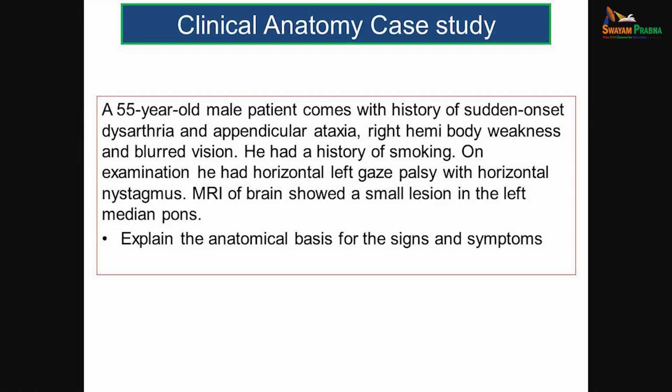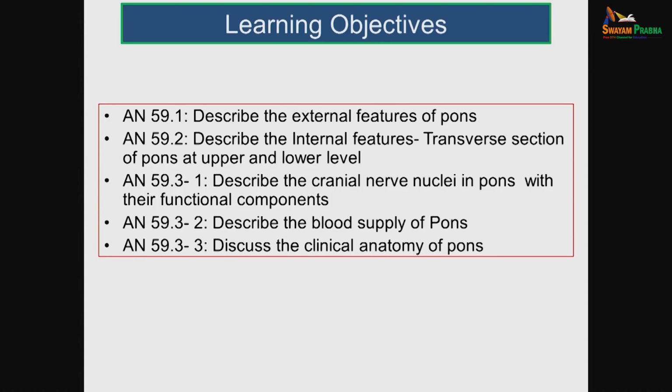After this session, let us see what is the anatomical basis for these signs and symptoms. Why studying pons is important, we will know after the end of this session. The learning objectives for this session are: describe the external features of pons, describe the internal features, that is the transverse section of pons at upper and lower level, describe the cranial nerve nuclei in pons with their functional components, describe the blood supply of pons, and discuss the clinical anatomy of pons.